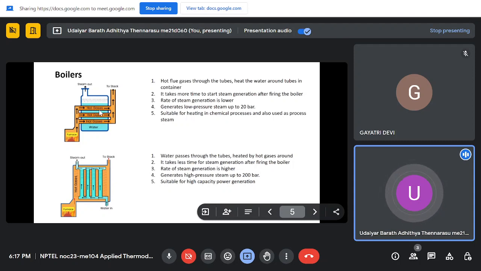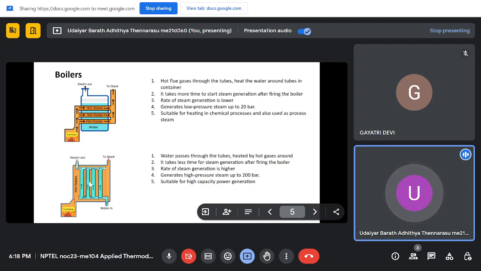One has hot gas passing through the tubes, and the other has water passing in the tubes. With hot flue gas through tubes, it takes more time to start steam generation after firing the boiler, because you have to heat the whole water which is present and take it to boiling temperature, and then it will start converting to steam. So that initially will take some time. The rate of steam generation is lower, so it will generate only low pressure steam up to 20 bar, and it's suitable for heating in chemical processes and also for process steam.